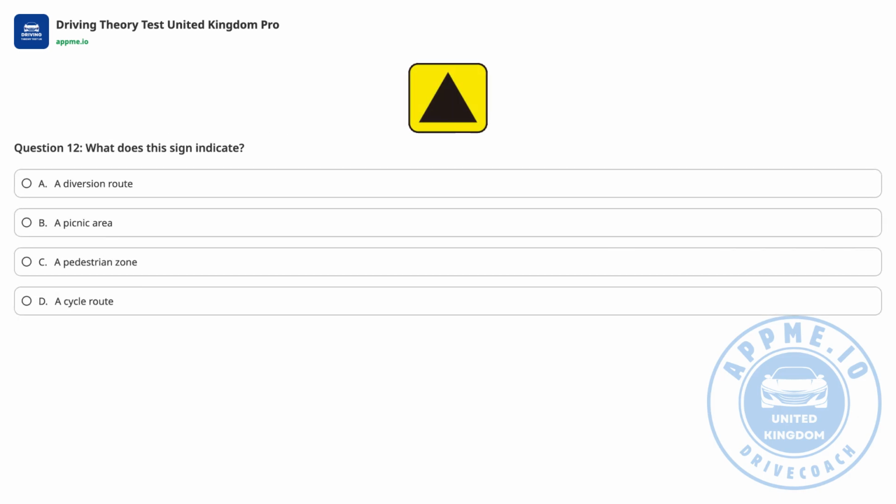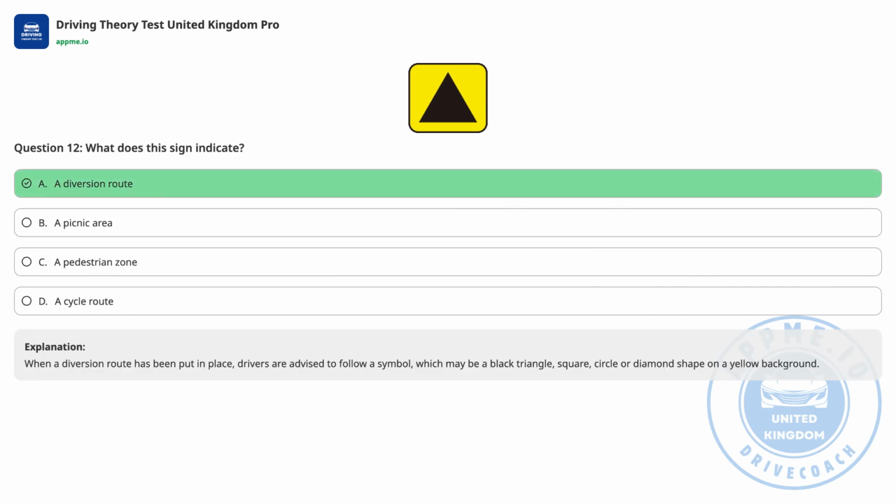Question 12. What does this sign indicate? A. A diversion route. B. A picnic area. C. A pedestrian zone. D. A cycle route. The correct answer is A.